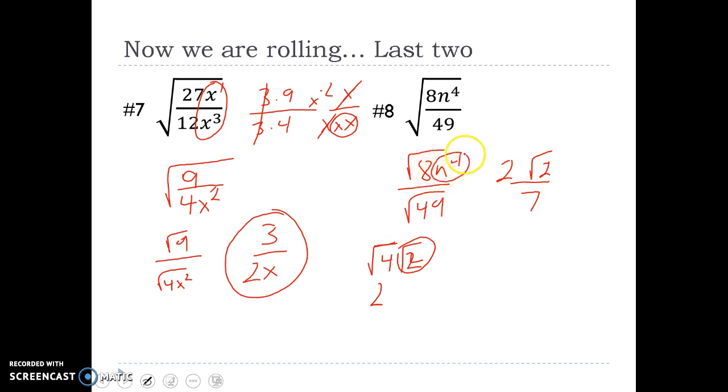Then I want to see if I can pull out any of these n's. There are 4 of them, and I'm taking them out in groups of 2. So how many groups of 2 would I have? And that would be 2 of them. And so my final answer is going to be 2n squared radical 2 all over 7. And that's what this problem would simplify to.